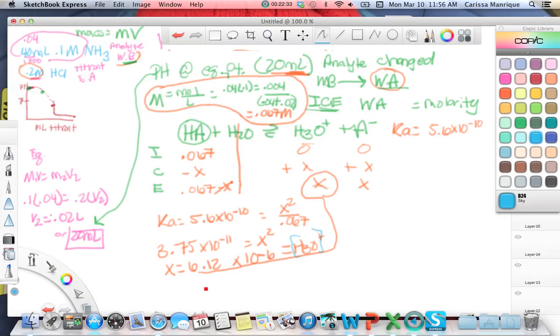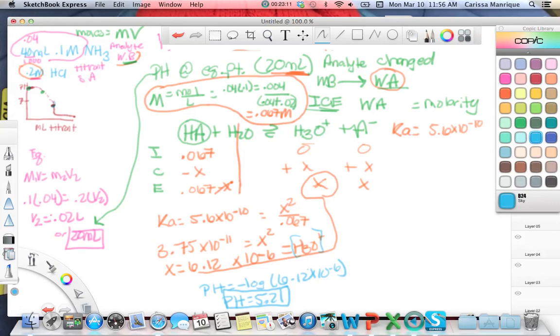Now all we need is pH, so pH equals negative log of H3O+, which we know equals 6.12 times 10 to the negative 6. So pH equals 5.21, which I told you is going to be right below 7, so that's right in here, 5.21. So at equivalence point, 5.21 is our pH.